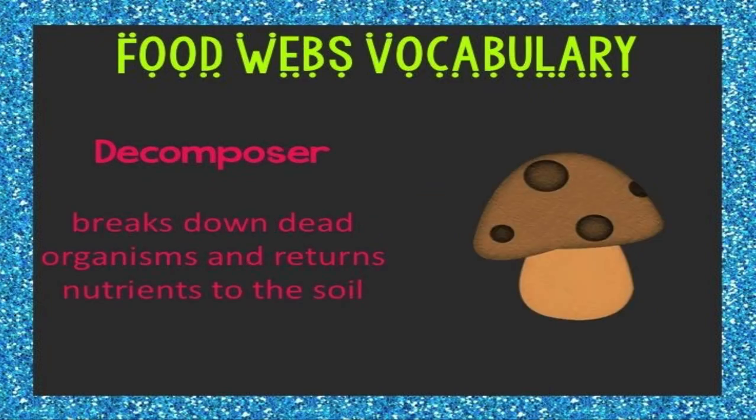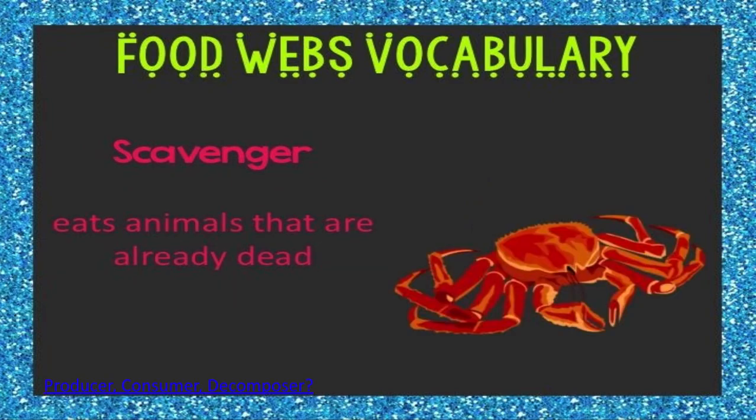This is a decomposer, which breaks down dead organisms and returns nutrients to the soil. An example would be a mushroom. A scavenger eats animals that are already dead. That is a picture of a crab.